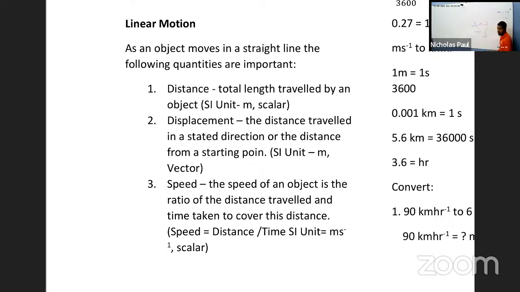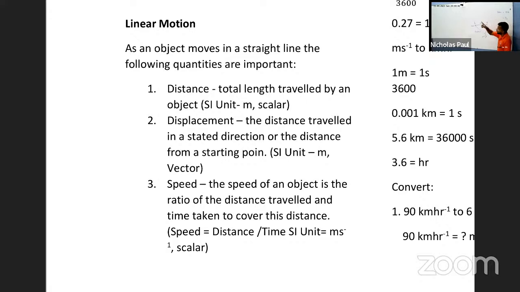Anybody remember which is a vector, which is a scalar? Direction matters, right? So you have to start and finish. So once I give you specific directions, then vector, scalar.